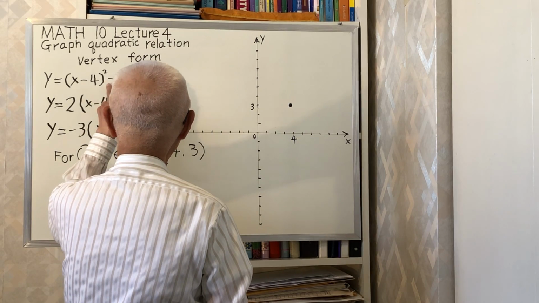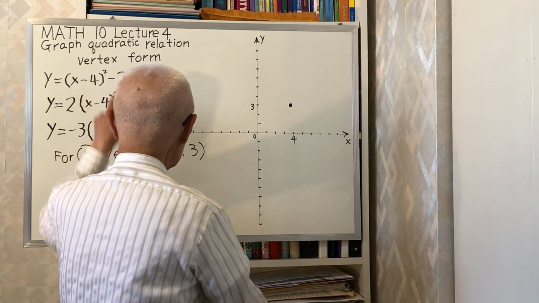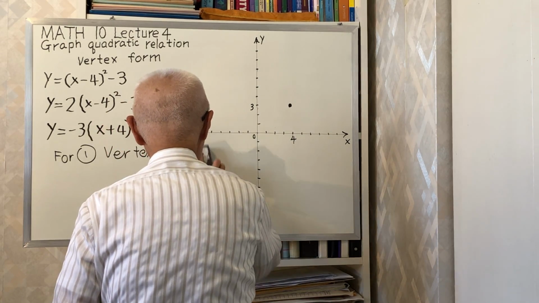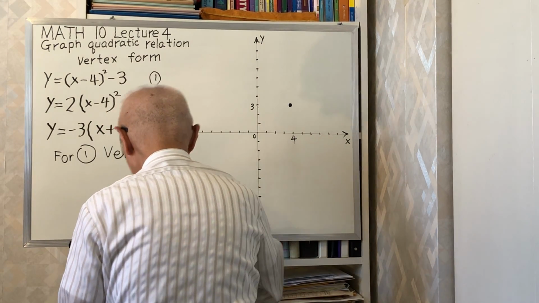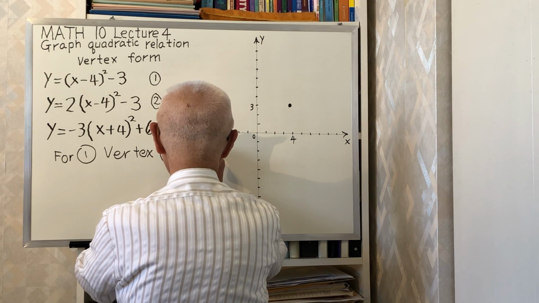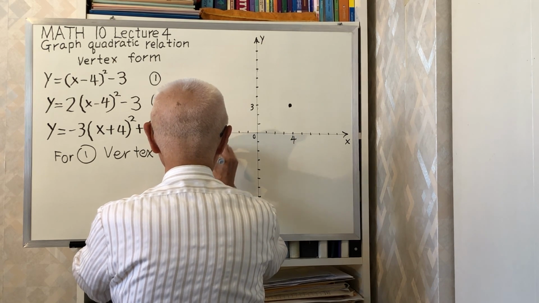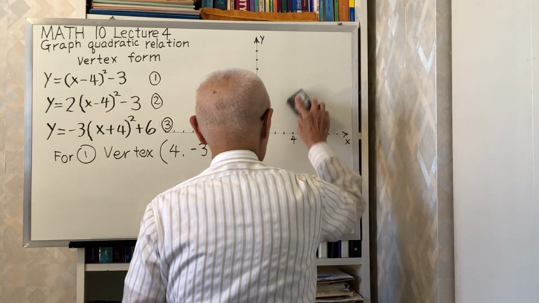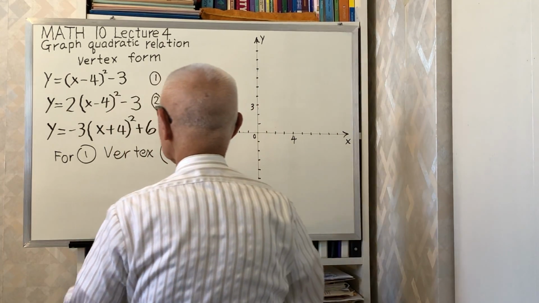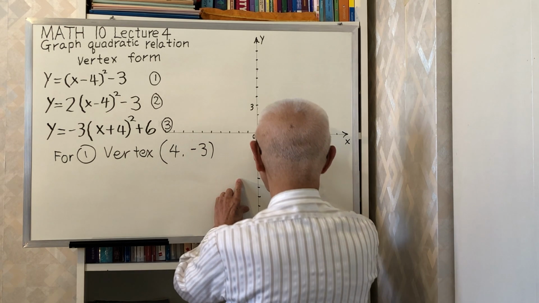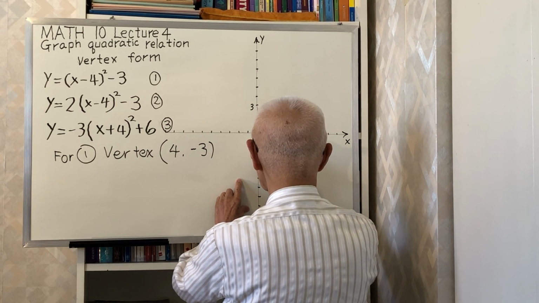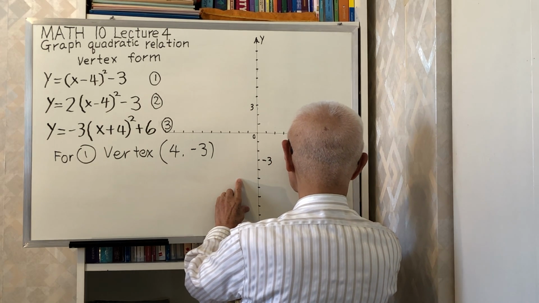Oh, I made a mistake. Y coordinate is -3. All right. I made a mistake. So -3. Therefore, this is wrong. -3. 1, 2, 3. So this is -3. Here.